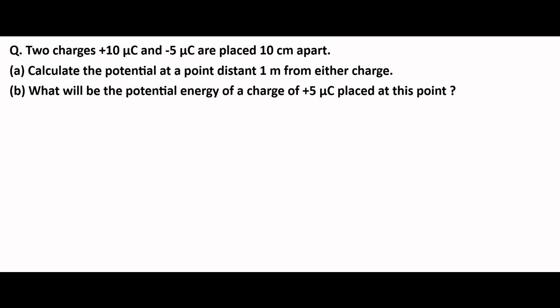Here we have two charges. Let's say this is point A and another point B, which is 10 centimeter or 0.1 meter apart. Then we have to calculate the potential at a point distant 1 meter. So it will be along the equatorial line of these two charges. Just like we do in a dipole, we pick a point along the equatorial line, let's say here, point P, which is 1 meter apart from both the charges.